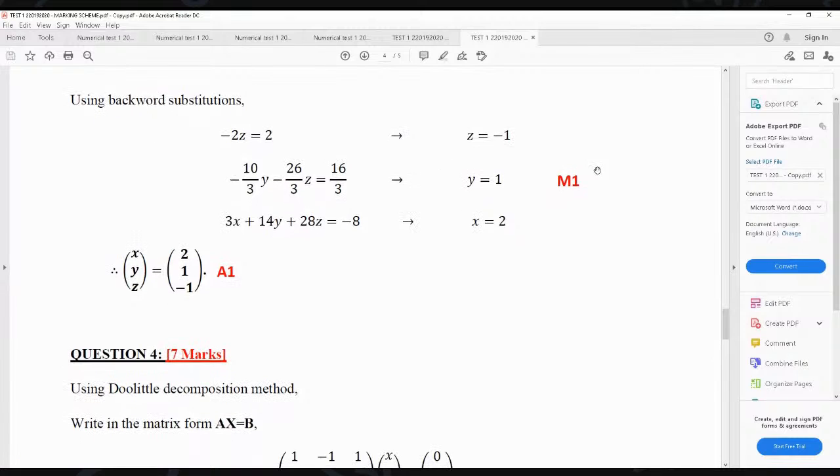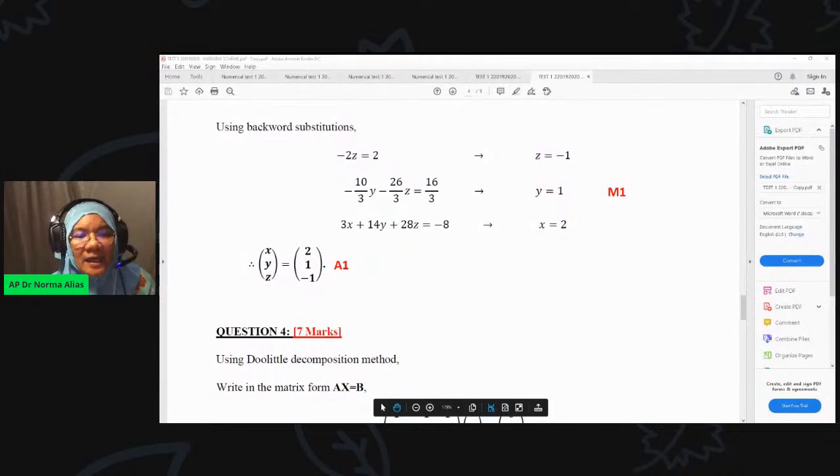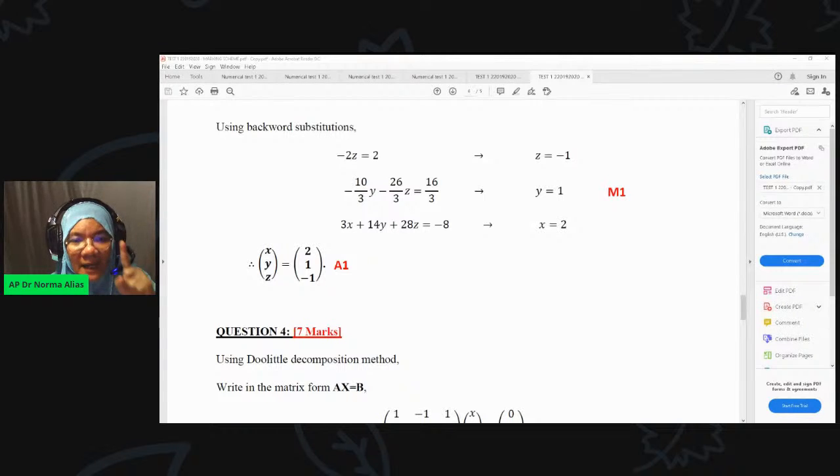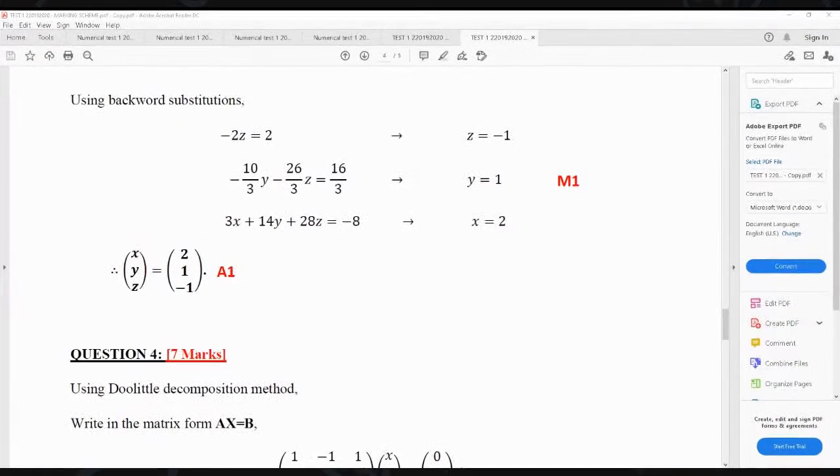That's why I don't want you to lose this mark. Please write it out, not just the answer you get from pressing your calculator. Again, I want to stress here: you must write line by line to get the method mark. Do not just take it from your calculator and say that x, y, z is 2, 1, negative 1. You lose your method mark. So you write it out, not only the answer from your calculator.